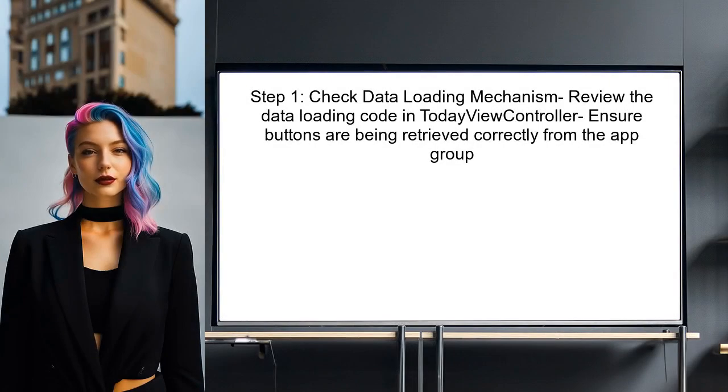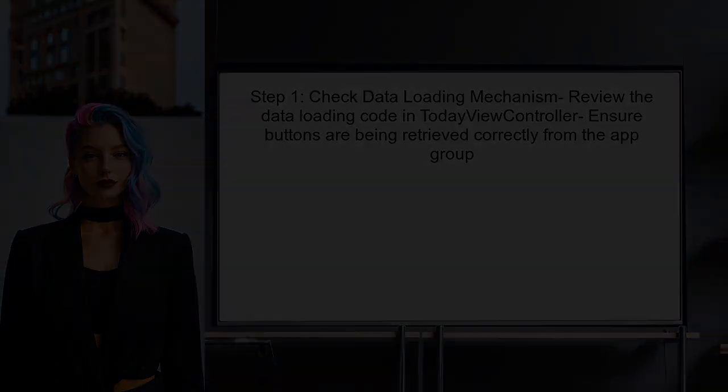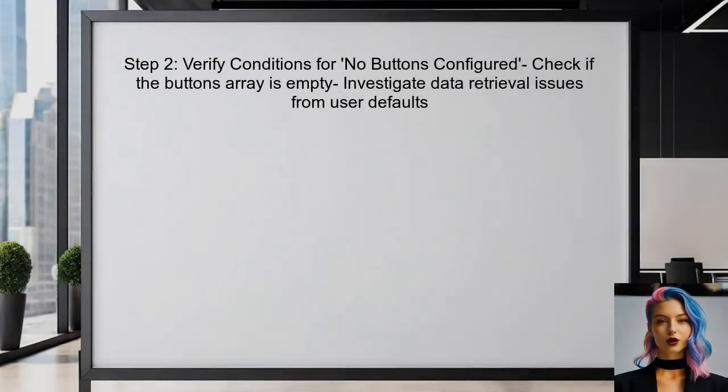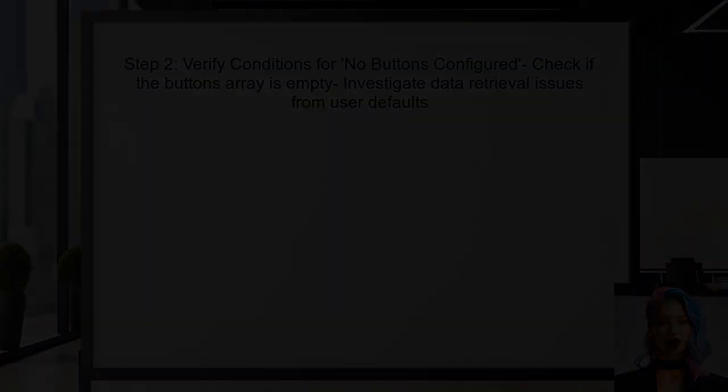To address the issue with the Today extension widget, the user should first check the data loading mechanism from the app group. This involves reviewing how the buttons are being retrieved. Next, the user should verify the conditions under which the widget displays the No Buttons Configured message. This means checking if the buttons array is indeed empty or if there are issues with data retrieval.